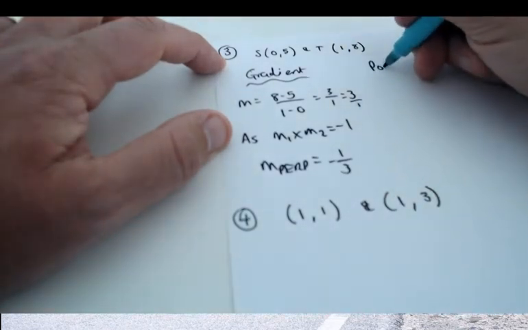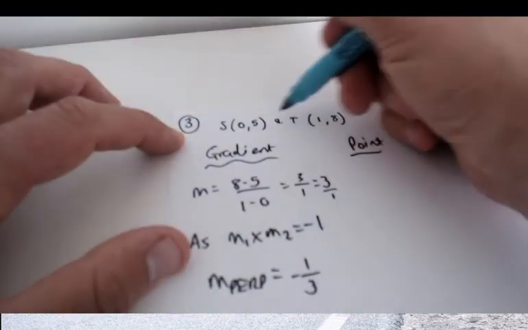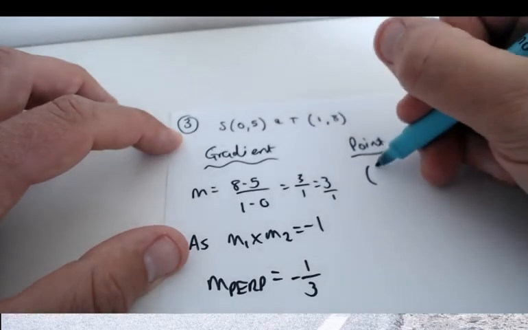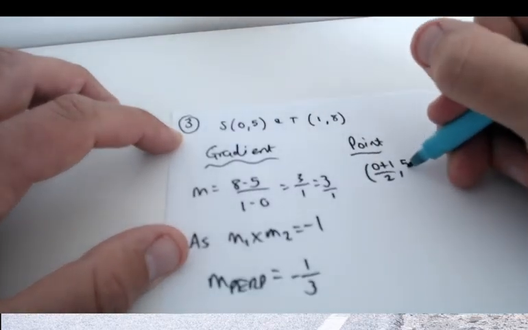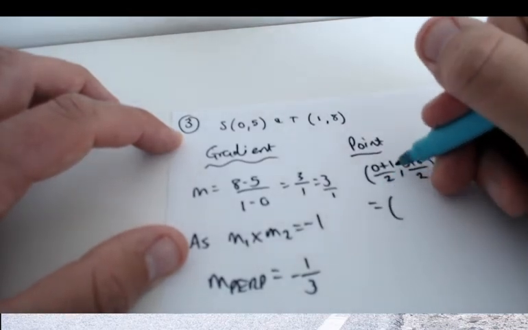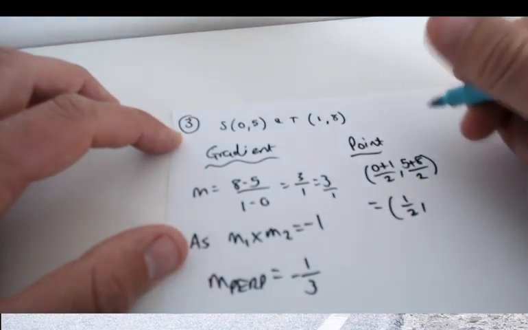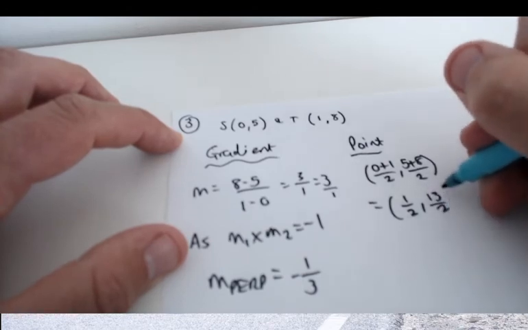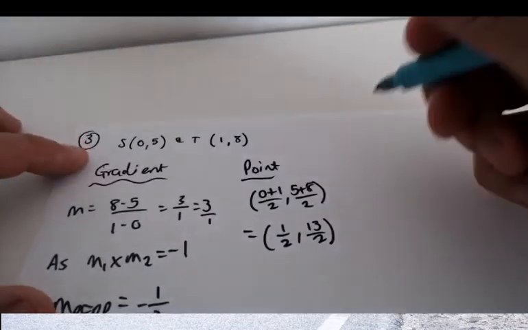I want my point. So I need the midpoint of this. So add together the x coordinates. So I'm going to go 0 add 1 divided by 2. Add together the y coordinates. 5 add 8 divided by 2. 0 add 1 is 1 divided by 2 gives me a half. Oh no, it's a fraction. 5 add 8 is 13 divided by 2 is 13 over 2. Oh, it's another fraction. This is going to be interesting. Equation.